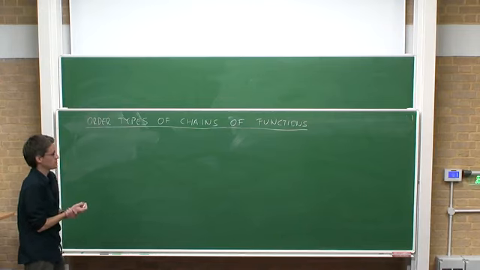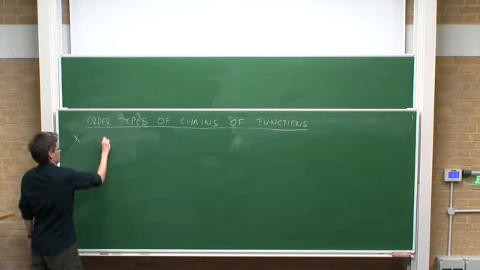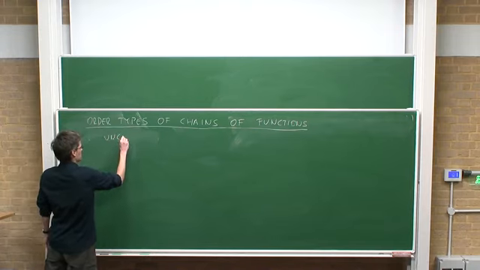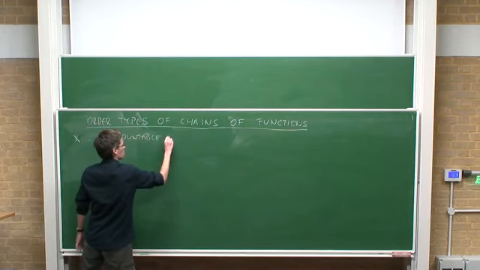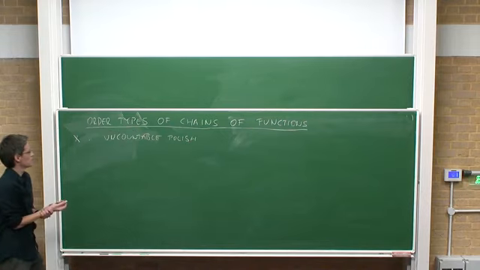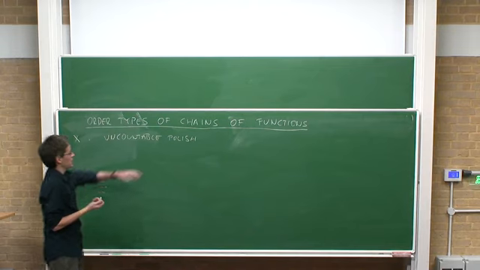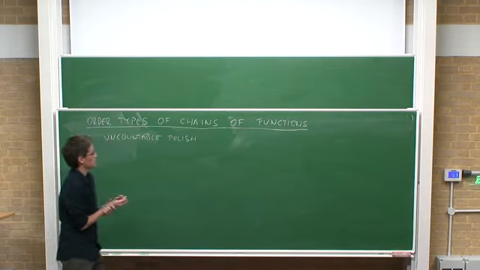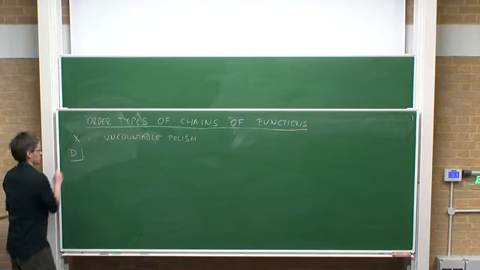So what kind of functions am I going to talk about? Throughout the talk, X is an uncountable Polish space, that is, a completely metrizable and separable topological space. And chains are going to mean chains with respect to the pointwise ordering. But let me point out a subtlety.